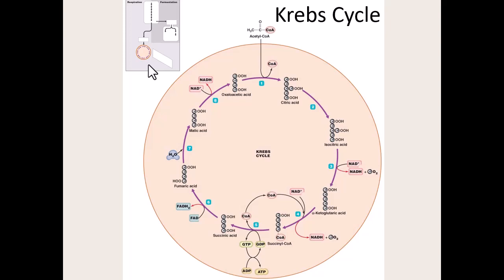NADH. And how many throughout the whole Krebs cycle? 3. We get 1 here, 1 there, and 1 way up there. So out of just one Krebs cycle, I'm not going to draw them all separately, I'm going to get 3 NADHs. What else do I get? How many? 2. I get 1 there, 1 there.